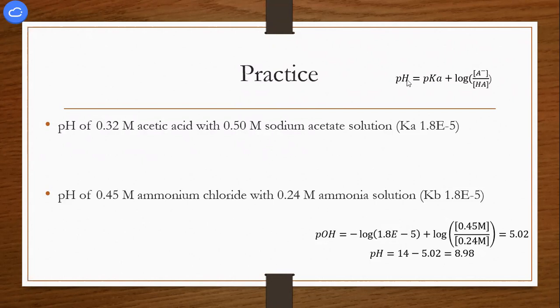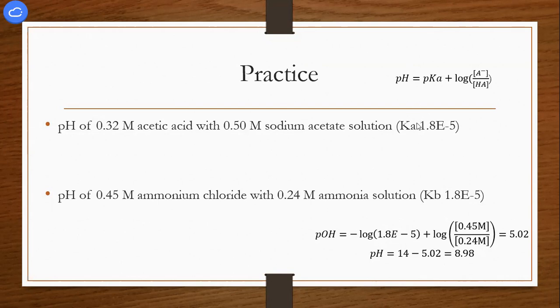Now don't get me wrong, you can use the standard ICE table and the Ka expression to solve for this. You don't have to use the Henderson-Hasselbalch. It's just that the Henderson-Hasselbalch is a convenient rearrangement of that Ka expression to make this a little bit easier for you. If you plug in everything you know into the Ka expression and solve for H+, you're going to get the same exact number.